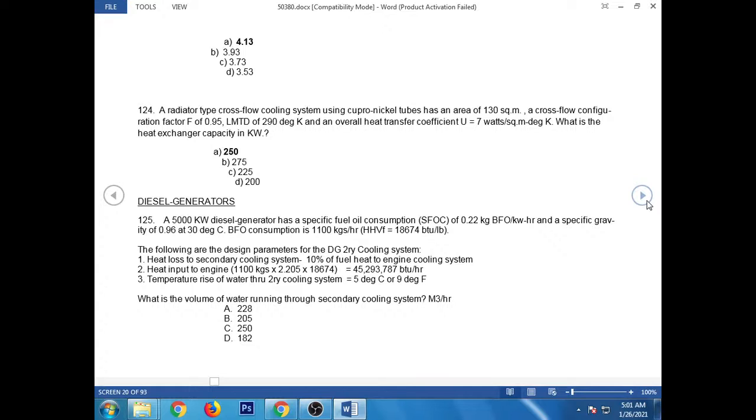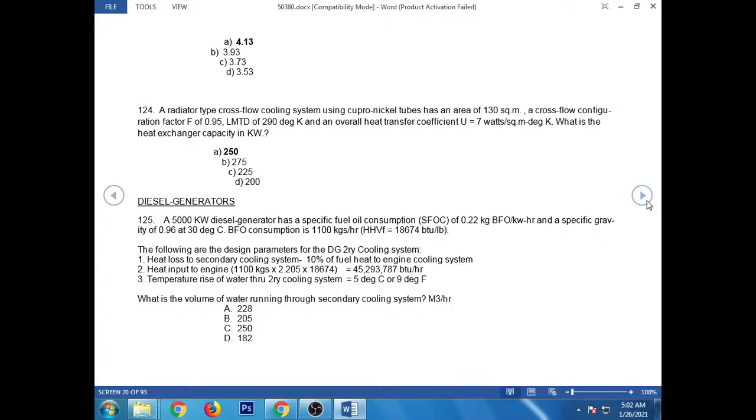Answer 413. A radiator type cross flow cooling system using cupronickel tubes has an area of 130 square meters, a cross flow configuration factor F of 0.95, LMTD of 290 degrees Kelvin, and an overall heat transfer coefficient U equal to 7 watts per square meter degrees Kelvin. What is the heat exchanger capacity in kilowatts? Answer 250.